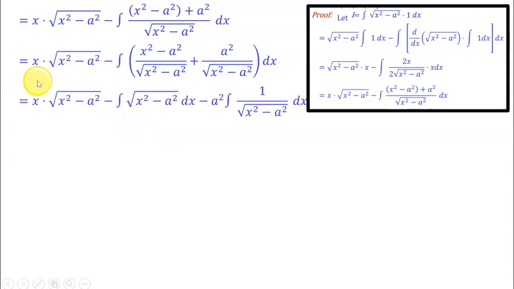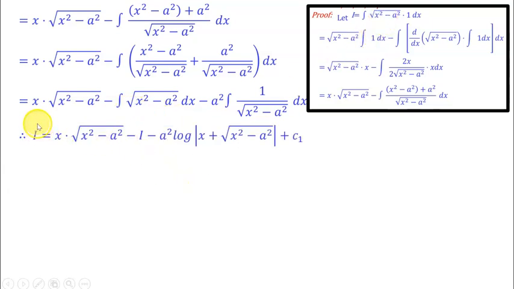And then you will get this type. What is that? x into root of x square minus a square minus integral of root of x square minus a square dx minus a square integral of 1 upon root of x square minus a square. What is this? This is nothing but our I. Therefore, I is equal to x into root of x square minus a square minus I minus a square times the integral of this, which is nothing but log of mod of x plus root of x square minus a square plus c1.